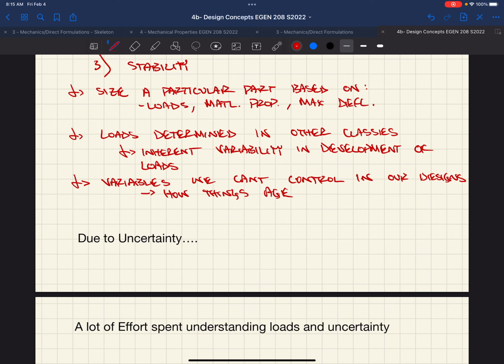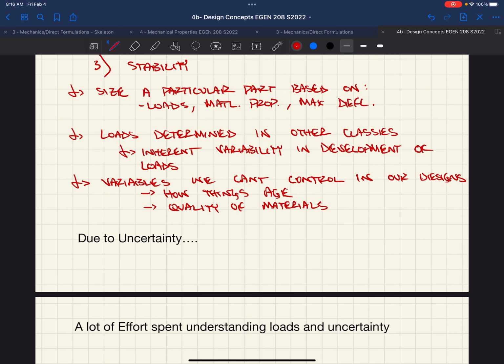Quality of materials. We like to think that we can specify this very well, but in reality, there's still inherent variability in the quality of materials we get, okay? There's ASTM testing that goes into specifying different materials, like A36 steel, okay?